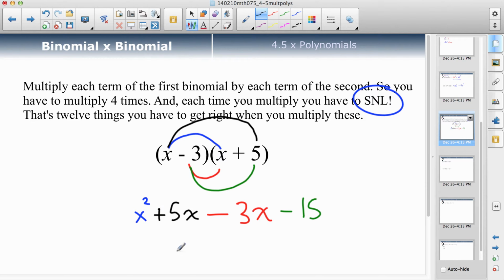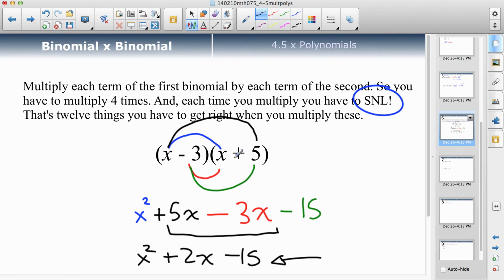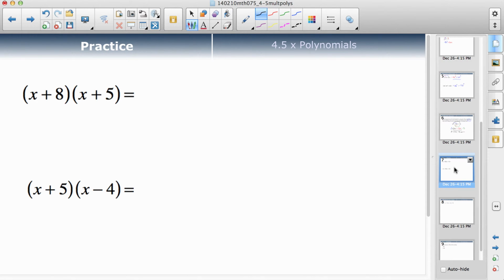Now to finish off this question, I see that I have some like terms in the middle, and so I can add those. So I'd have x squared, 5x take away 3x would be a positive 2x minus 15. So this would be my answer to that initial product. Try a couple.